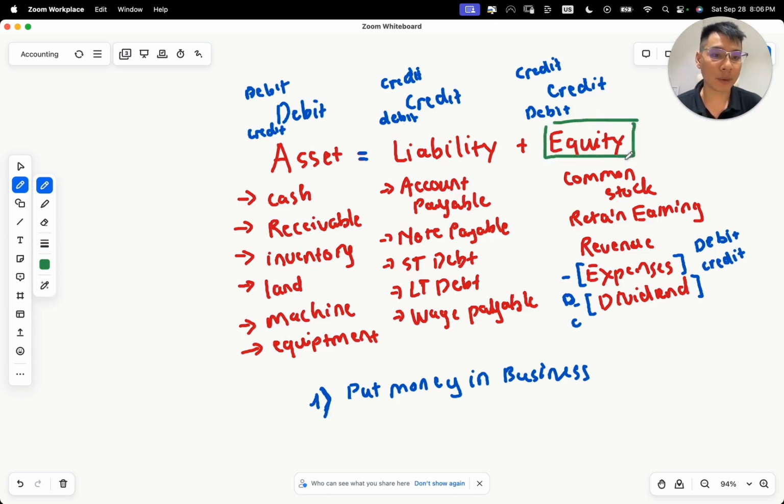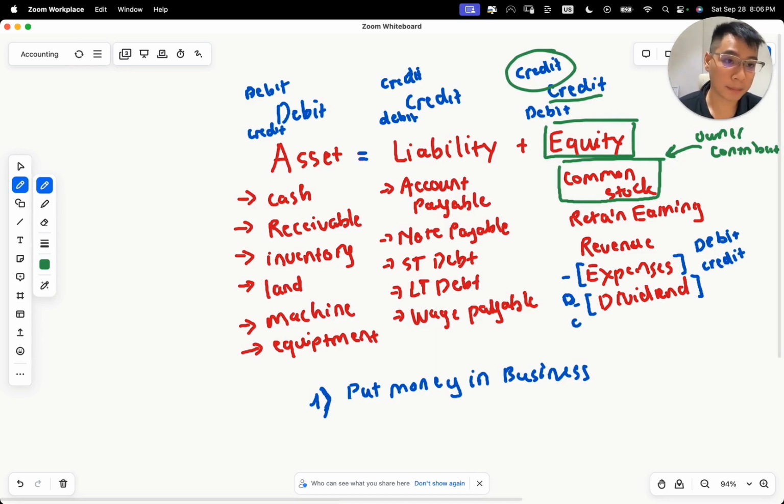Which account of the equity am I going to put it in? Often it's common stock. I'm not doing any business yet. I'm just putting the money in. So it is a form of common stock. If it's a corporation, that's where you raise equity. But in a regular business, it's also known as owner contribution. Because equity is a credit side, right? So if I want to put money into the equity, I'm crediting that part.